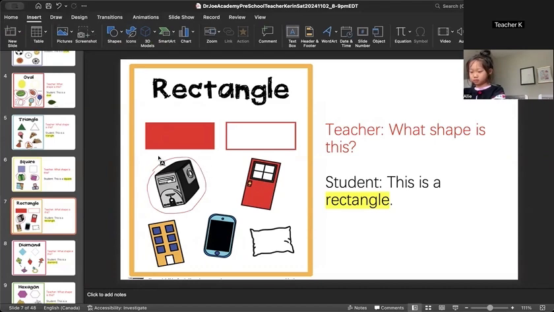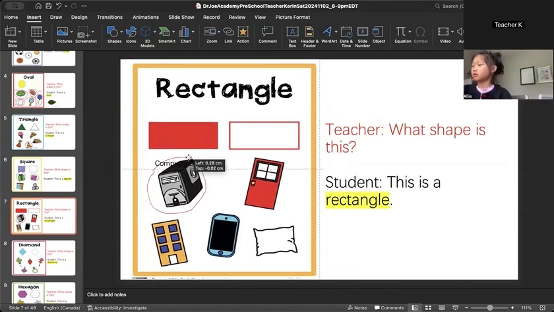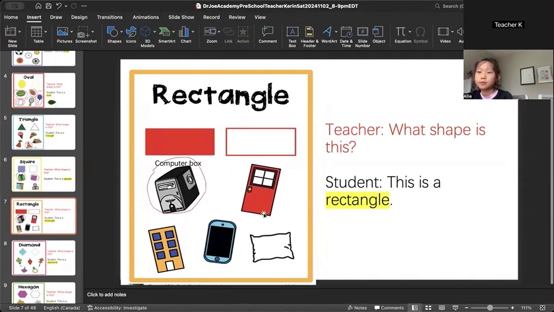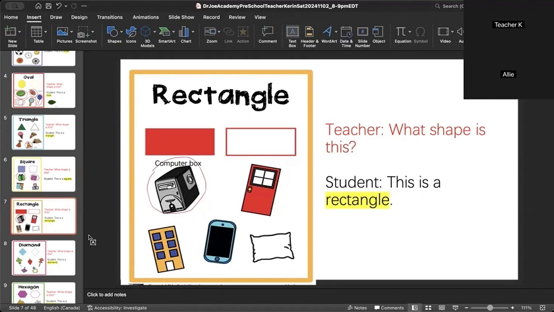So this is, let me put the name of it so you know. Are you paying attention? Yes. This is called computer box. What about this? And a door, and a building, and a phone, and a pillow. Yes, it's a pillow. Correct. Well done. Now give me an object that is rectangular. A book and a paper. Okay. Yeah, that works. Good job.